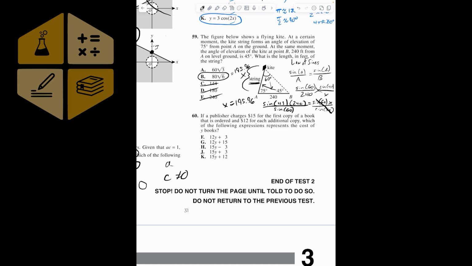And number 60, if a publisher charges $15 for the first copy of a book that is ordered and $12 for each additional copy, which of the following expressions represents the cost of Y books? Okay, I think the easiest mistake to make on this problem would be to say something like, oh, okay, well, if we order Y books, that's 12 times Y, and then plus $15 for the first book you order. So I'm going to guess that probably if students are getting this question wrong, they're probably putting G most often.